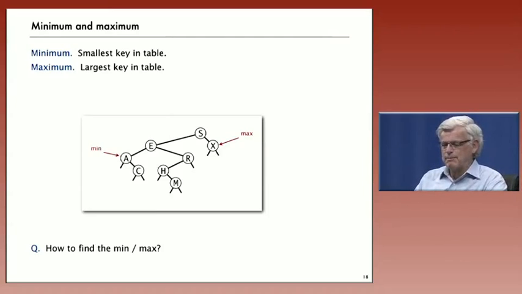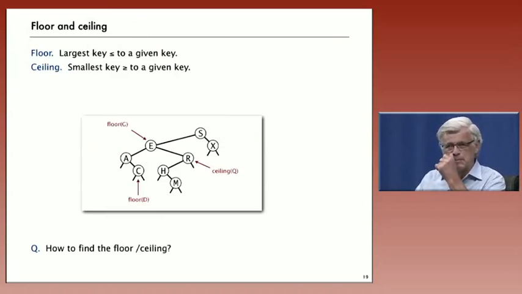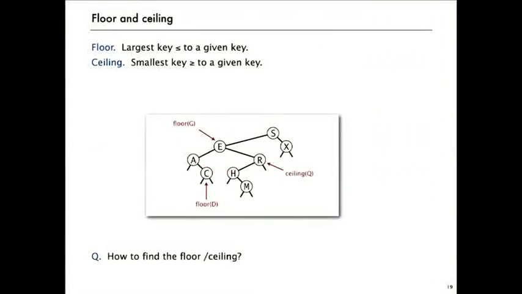Suppose we want to find the minimum key in a binary search tree, or the maximum key. Well, just looking at one example, you can see almost immediately what to do. To find the minimum, we move left from the root until we find a null key. That's where the smallest key in the data structure is. To find the maximum, we move right from the root until we find a null key. What about floor and ceiling?